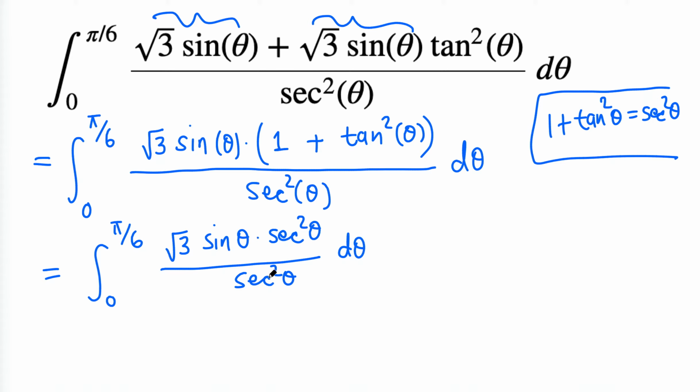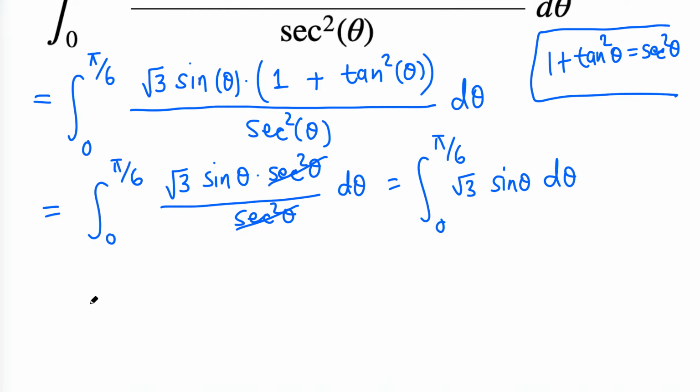Now, look at that, secant square, we can cancel. Then that leaves the integral from 0 to pi over 6 of simply root 3 sine theta. Okay, now this root 3 can be pulled to the front, so I'm going to write root 3 outside. Then I can simply take the antiderivative of sine theta. The antiderivative of sine theta is just negative cosine theta.